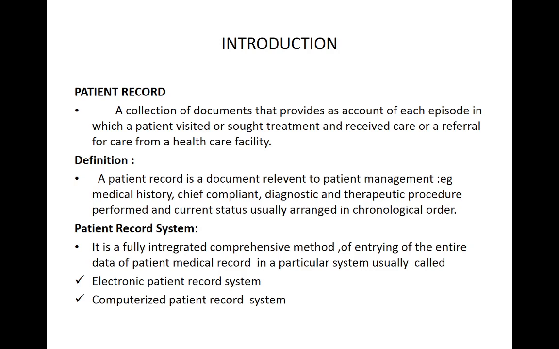Now, a patient record system can be done manually. The other, what we call a patient record system, is a fully integrated, comprehensive method for entering the entire data of a patient's medical record in a particular system, usually called an electronic patient record system or computerized patient record system. Whatever is not done manually, whatever we do computerized or electronically, is known as an electronic patient record system. That is understood, right?